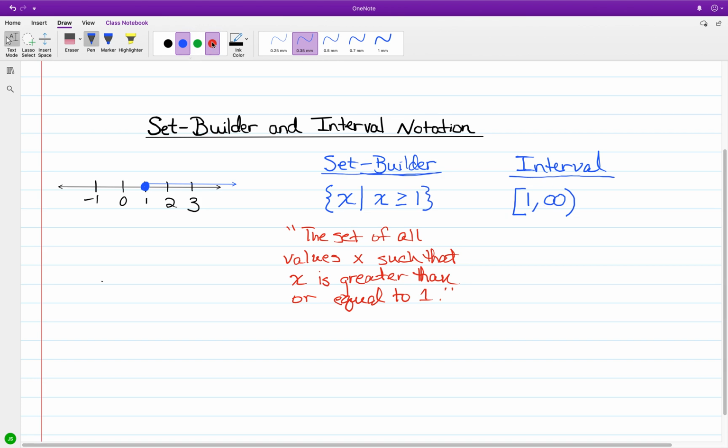Let me mention something about infinities. The reason I have infinity in the parenthesis at the right is that, for these concepts, negative and positive infinity are boundless. And for the interval notation, they will always be in parentheses.